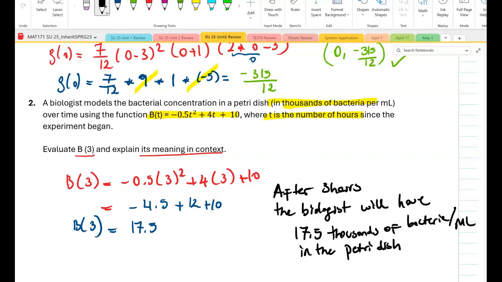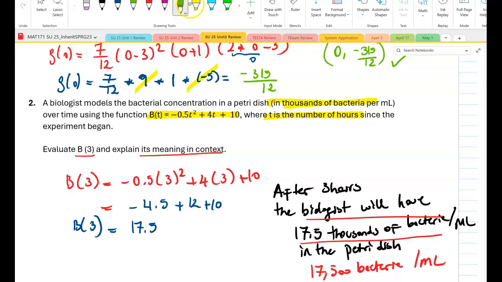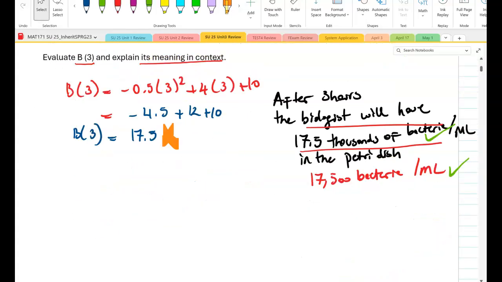Or you want to write 17.5 in terms of thousands, that's fine. Instead of this, you can write down 17.5 thousand bacteria per ml. That's acceptable. This is not right: if you write 17.5 bacteria, right? If you're only writing this, that won't be correct. All right, moving on.